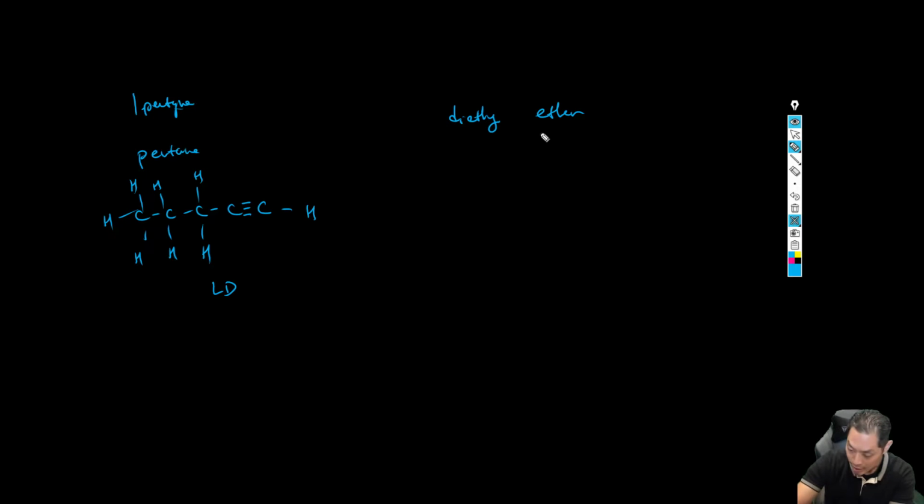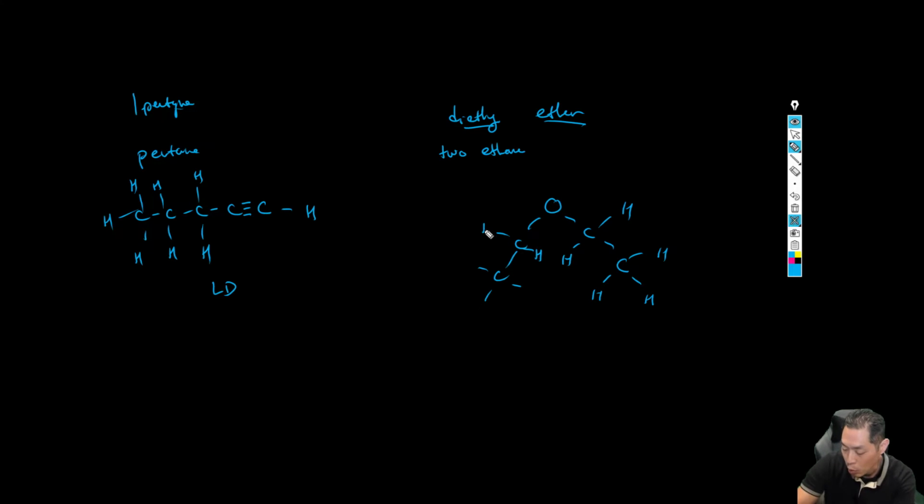Diethyl ether. Diethyl means 2 ethyls. That's an ether, so that means an O with a carbon on each side. And each of these is going to be 2 carbons because it's ethane. And we're going to fill it in with hydrogen. So this is what it's going to look like. This one is polar because oxygen is more electronegative, so it's going to pull towards it. So the net dipole is going to be up. So this one will be partial negative, this will be partial positive, and then dipole-dipole. No hydrogen bonding.